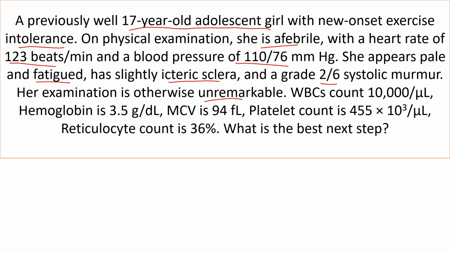White blood cell count is 10,000 and her hemoglobin is very low, 3.5 grams per deciliter. MCV is within normal limit. Platelet is within normal limit. Retic count is very elevated, 36%. What is the best next step?